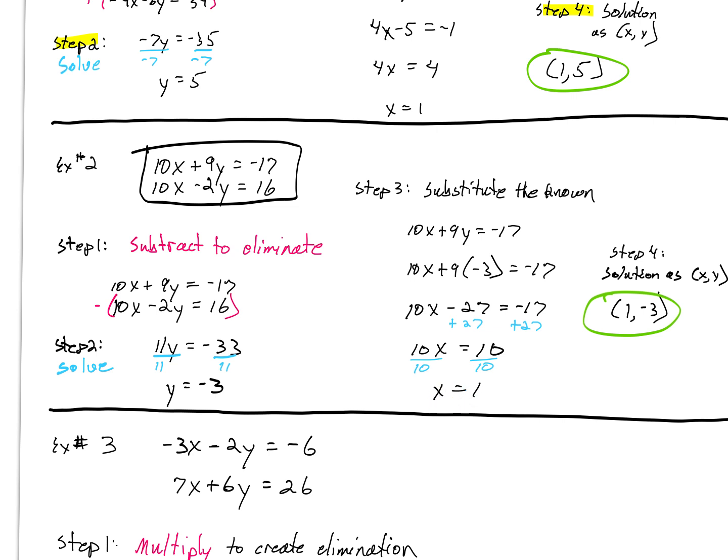So now in step 4, I write my solution as an ordered pair, where x is 1 and the y is negative 3. All right, one last one to look at here.